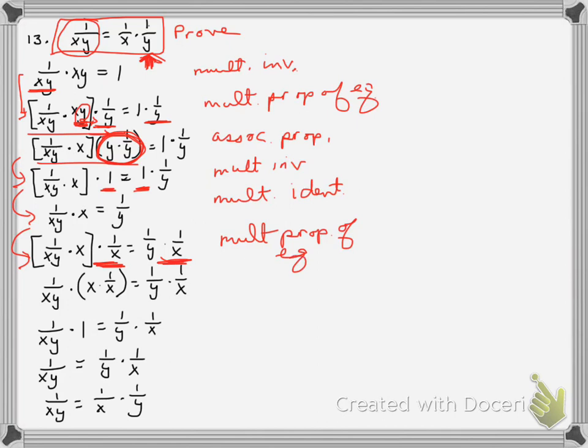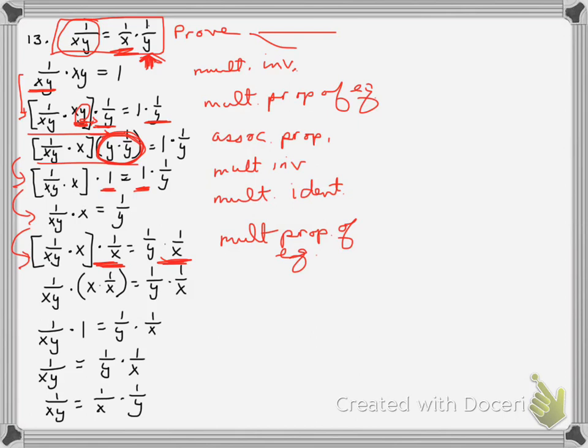And why did I choose to multiply both sides by 1 over x? Well, go back and look up above at what you're trying to prove. You've already got the 1 over y on the right side, but now I need a 1 over x on the right side, so that's why I introduced that.